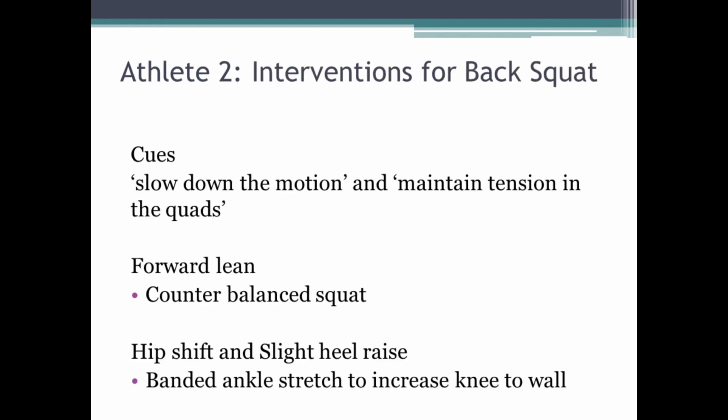The athlete is cued to slow down the motion to encourage a symmetrical shin and trunk angle and maintain tension in the quads. A counterbalance squat is given for the forward lean to train the upright position while mobilizing the ankle in the squat position. A banded ankle dorsiflexion stretch is given to increase the knee to wall distance, which will hopefully address the hip shift and slight heel raise in the squat.